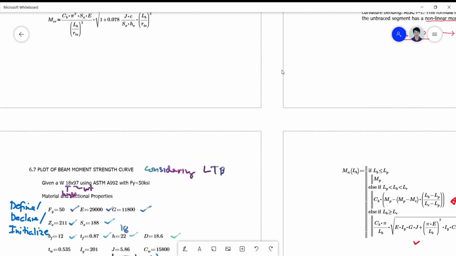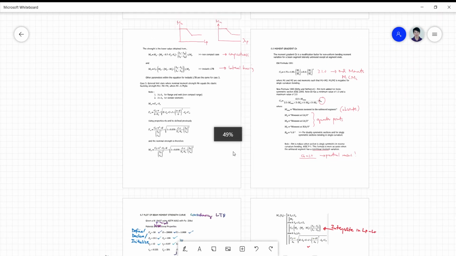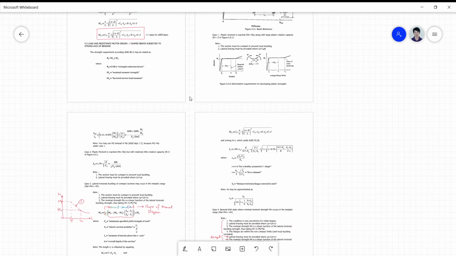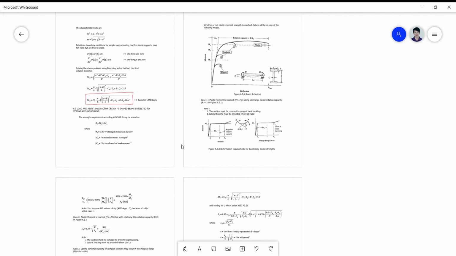Okay, so that ends my discussion on the four cases. Others divide this into several subcases, but in my presentation, I only use four cases as a basis for my computation of the moment capacity.